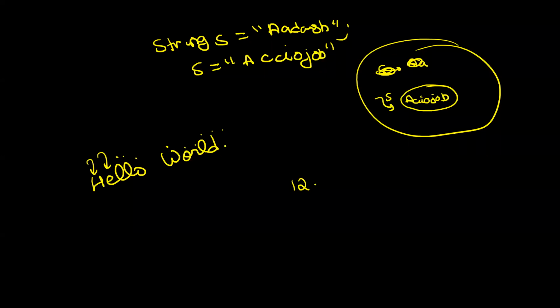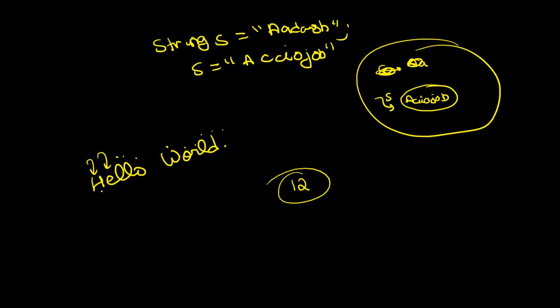This string has 12 letters. So if I ask you the length of this string, the length will be 12. And you can imagine your string to be an array of characters, multiple characters one after the other. So every character has an index. You have the concept of indexing in strings also.